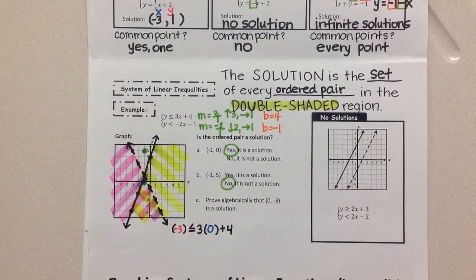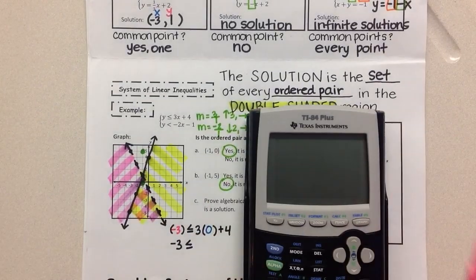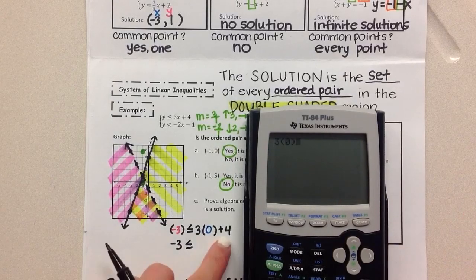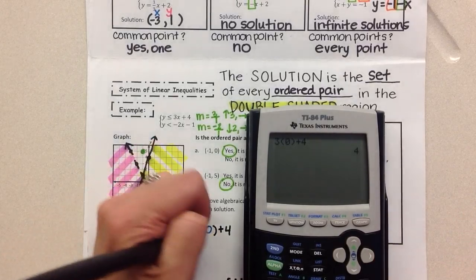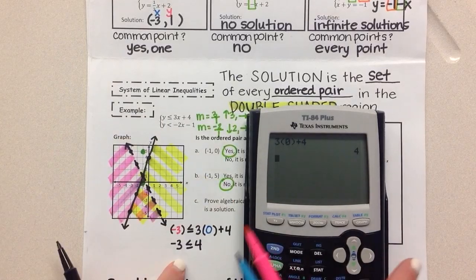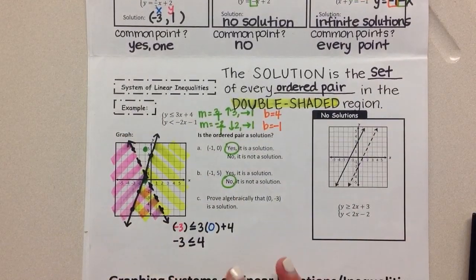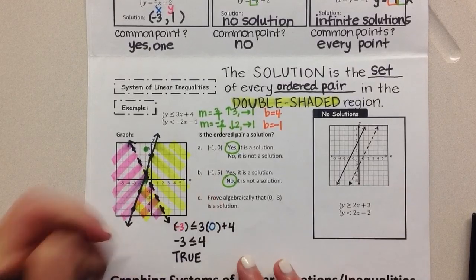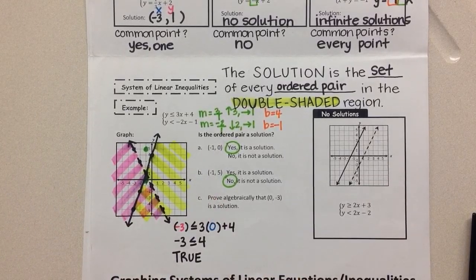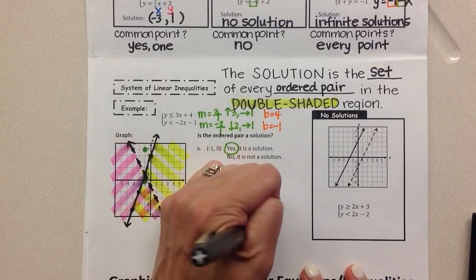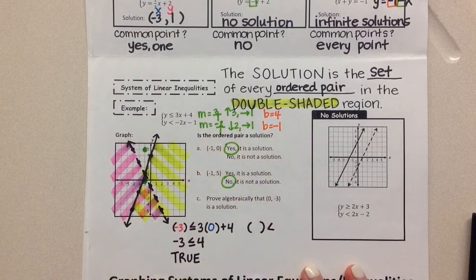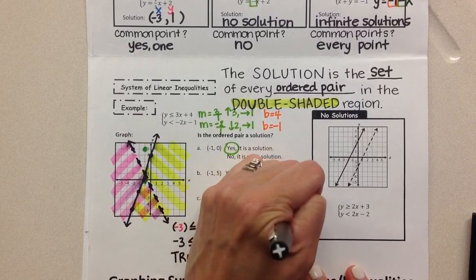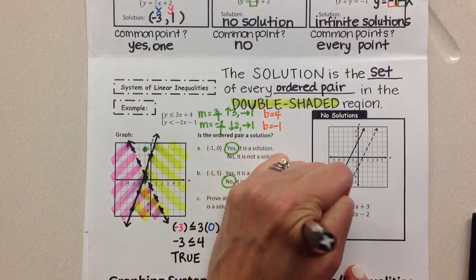So I'm going to end up with negative 3, because there's no math to do before the inequality, is less than or equal to, and now I'm going to use my calculator, and I'm going to say 3 times 0, and then add 4 is 4. Okay, so now I'm going to ask, is this true or false? Is negative 3 less than or equal to 4? And that is true. So the test point works for the first inequality, but now I have to check it for the second inequality. So now I'm going to do y is less than negative 2x minus 1.